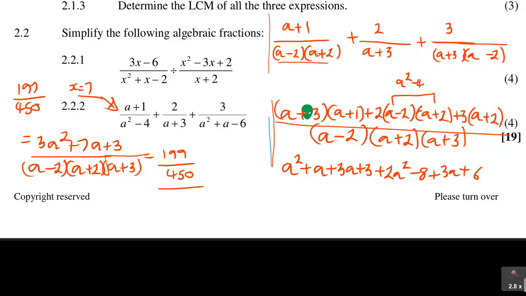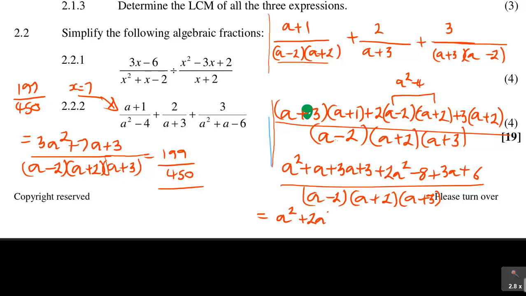Alright, so that is that, all over a minus 2, a plus 2, and a plus 3. So that is what I have. And if I'm to collect the like terms, let me do it again, collecting like terms, which is a squared plus 2a squared, to see if ever I'm getting something different from that, and then plus a plus 3a plus 3a. So I've got a squared covered, I've got a, 3a, and 3a.